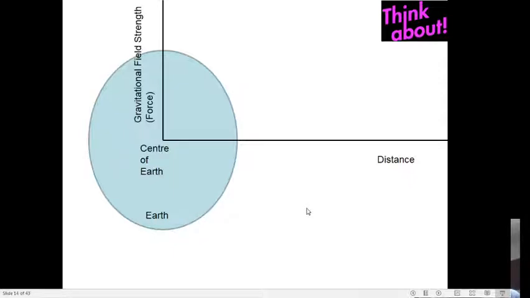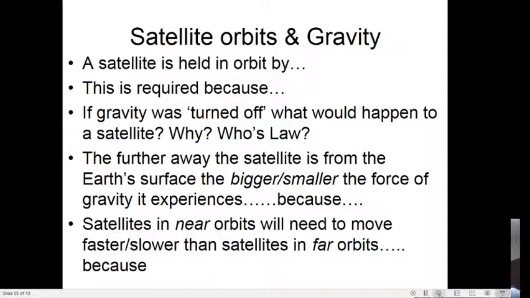But that's what we need to be thinking about. And if we can explain that, we're doing really, really well with our understanding. So, how does the gravitational field strength change with distance from the centre of the Earth and then from the Earth's surface as we go into space? Now, for your notes, you need to be able to summarise what we've done so far by filling in these missing words. Think about your circular motion knowledge and see if you can write those down.